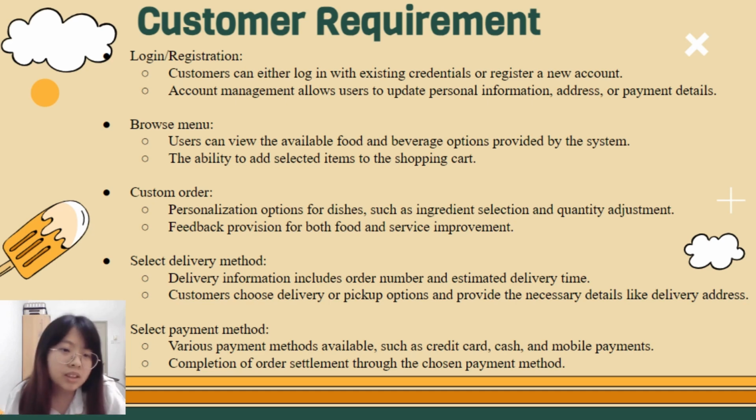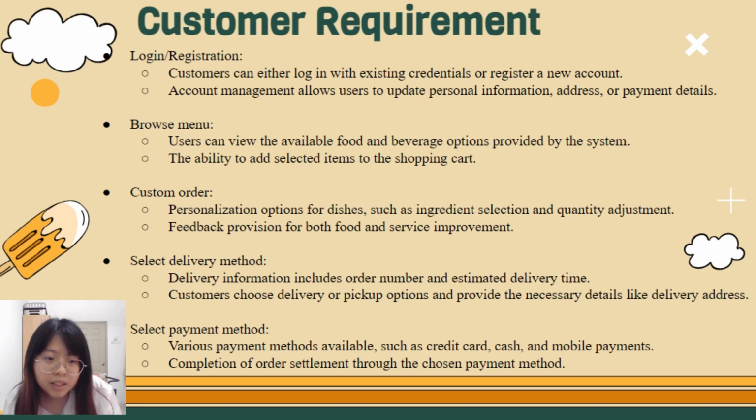Next is a personal review, such as selecting, evaluating, and adjusting quality, to provide feedback on food and service to help the store improve. The next is delivery information, including the order number and the estimated delivery time. If the delivery service needs to wait and receive the order confirmation generated by the system, the customer needs to choose the delivery method and provide the delivery address.